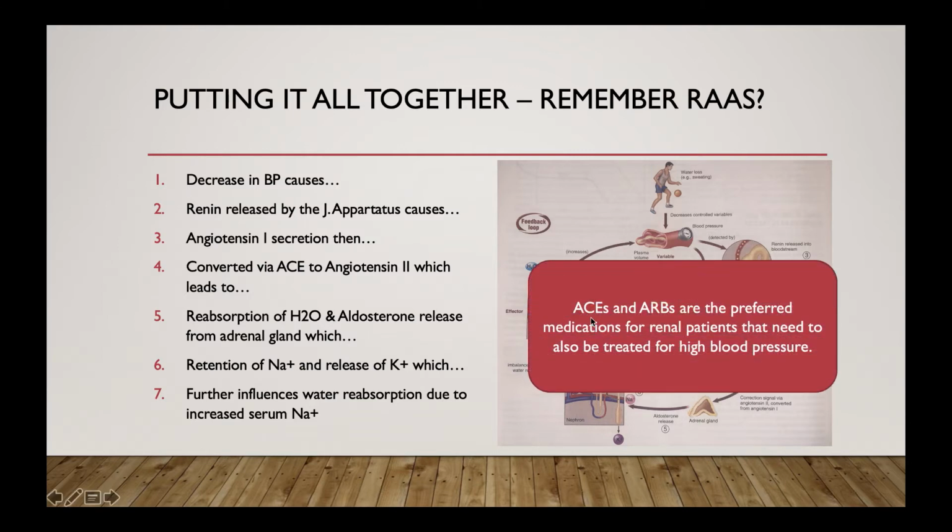So the angiotensin converting enzyme inhibitors and our angiotensin receptor blockers, our ACEs and our ARBs, are the preferred medications for renal patients. They're going to disrupt this whole system so we're not hanging on to water. We're letting it go to help reduce our blood pressure.